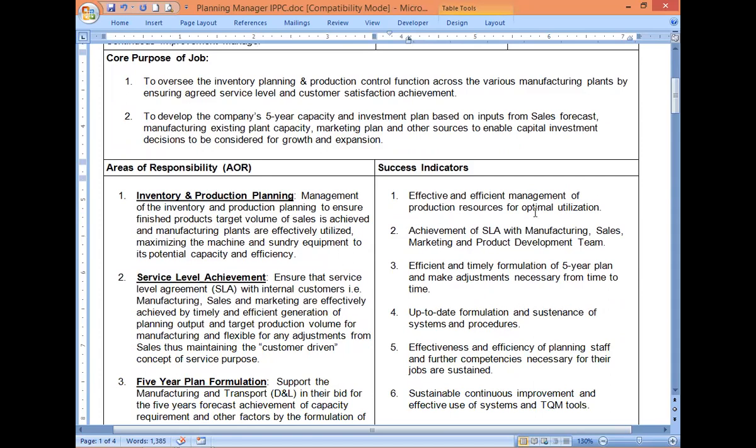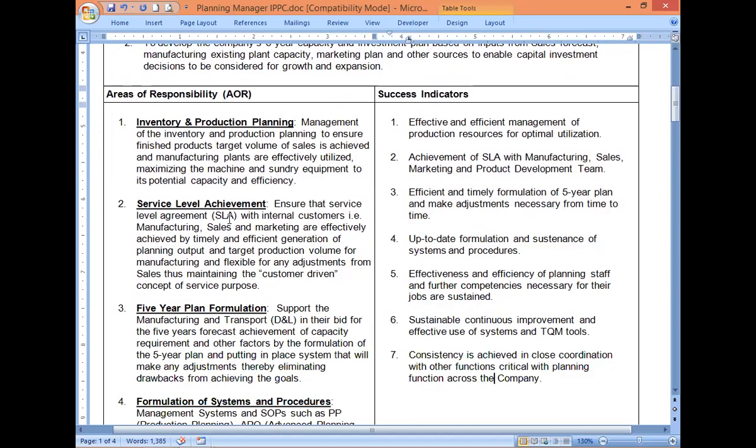Okay, I'm not going to read the success indicators. We're just doing it with the areas of responsibility. So, inventory and production planning: management of the inventory and production planning to ensure finished goods target volume of sales is achieved, and manufacturing plants are effectively utilized, maximizing the machines and sundry equipment to their potential capacity and efficiency. Okay, I think that's okay. We have no changes.